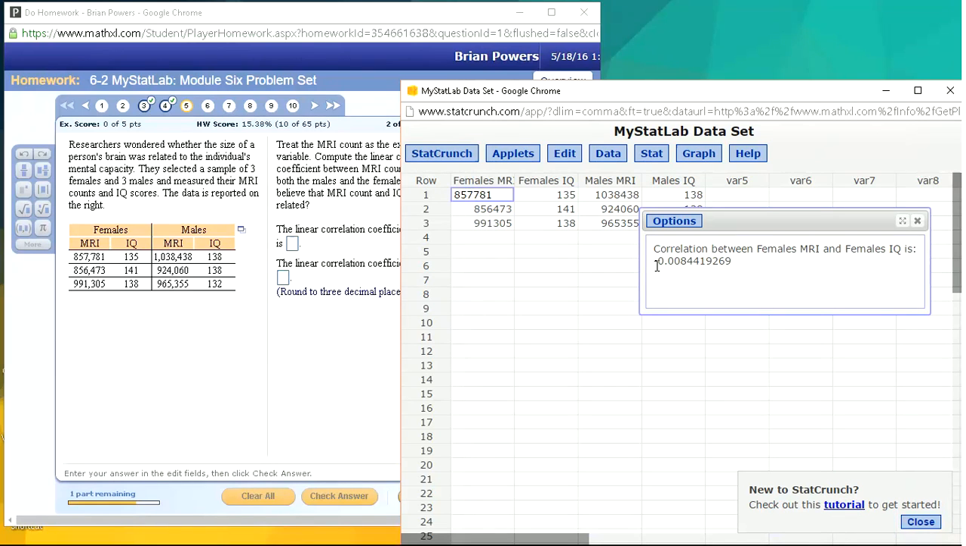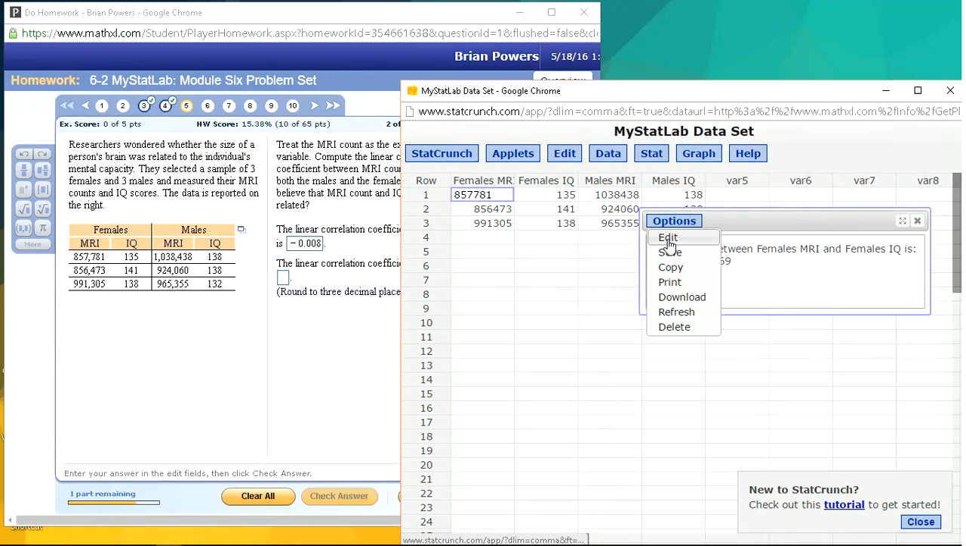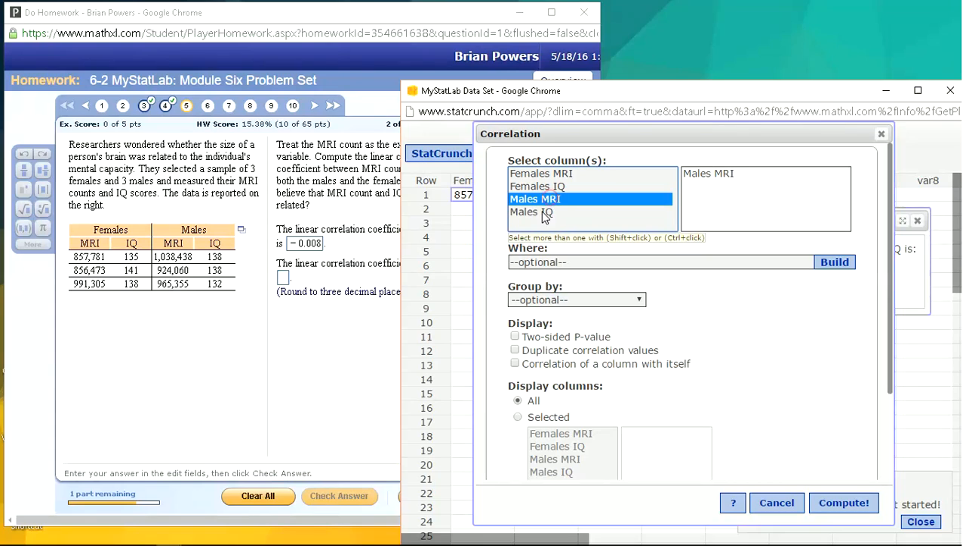Okay, this is for females, and to 3 decimal places that means I'm going to take negative 0.008. Then I'm going to go back to options, change it to males, and compute.